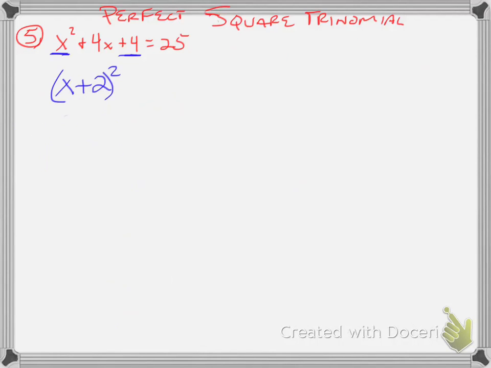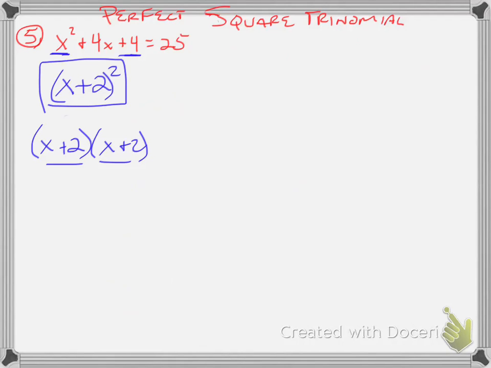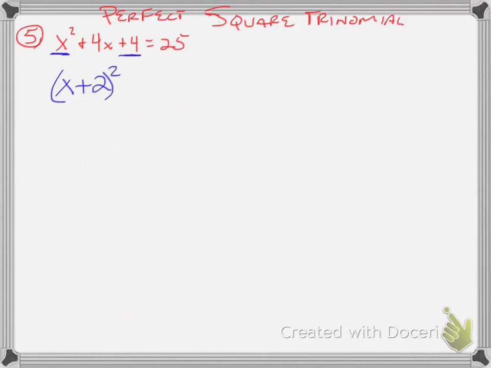You can do the AC method, or you can just simplify it the easy way, because what multiplies to be 4 that adds to be 4, x plus 2, x plus 2. And because they're the same, it's going to be x plus 2 squared. All it is, is factoring that perfect square trinomial, but it helps to notice that it is a perfect square trinomial.